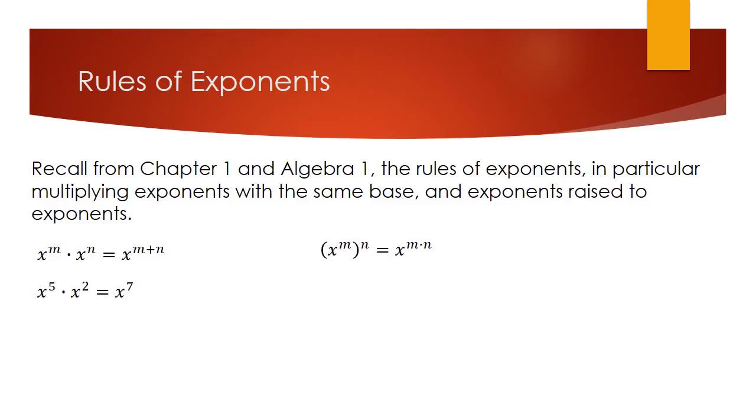On the other hand, x to the m raised to the n was the same as x to the m times n. So with numbers, x squared raised to the 5th power, we multiplied the 2 and the 5 and got x to the 10th. This is stuff you're going to need to remember moving forward in this section.